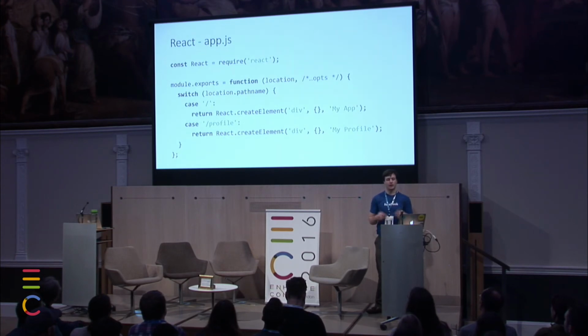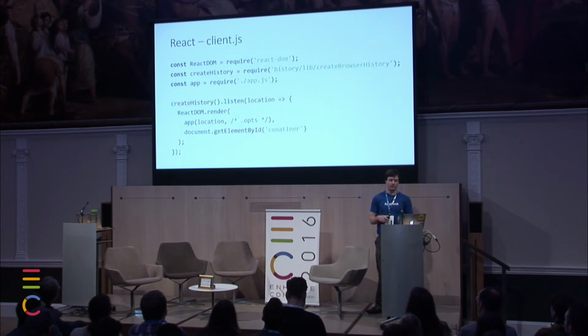Now on the client, very much as before, we're going to create a browser history. We'll listen for changes to the location. Each time we get a new location, we're going to render that React app. Here we're using the React DOM library, which allows us to render a React application into a DOM node. And we're going to render that into the container element on the page every time the location changes.